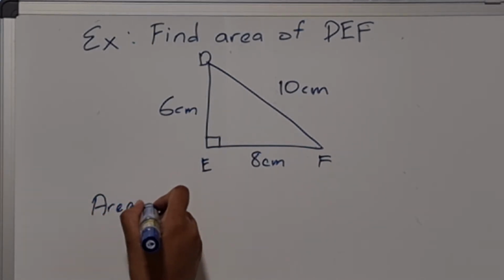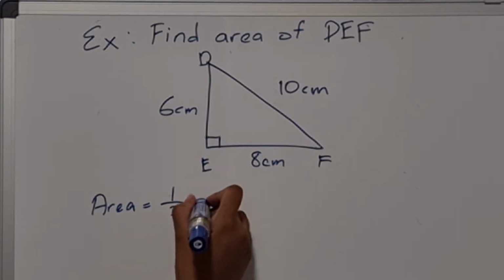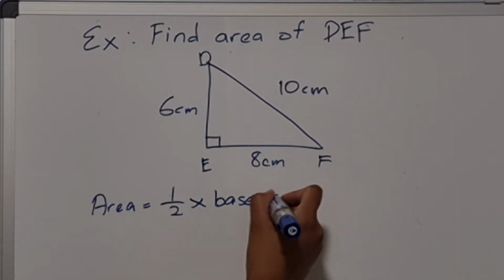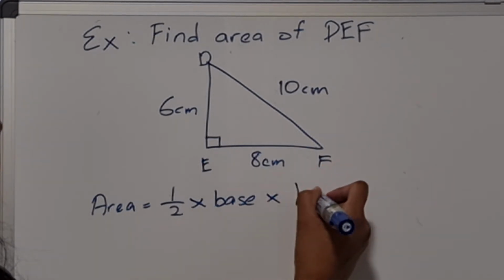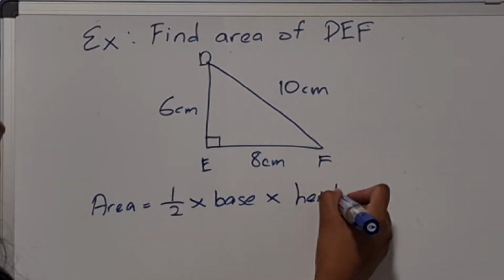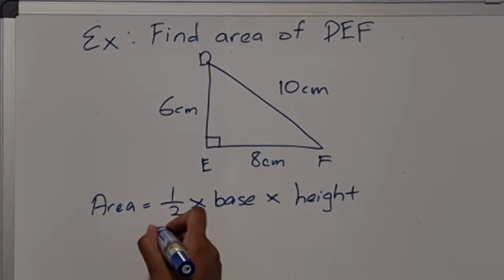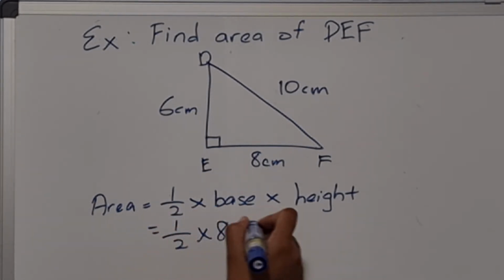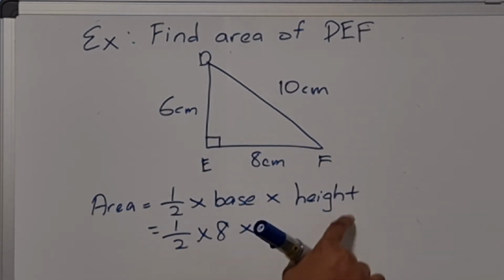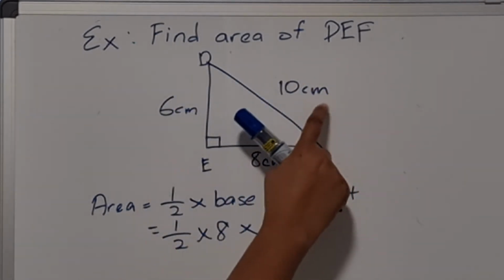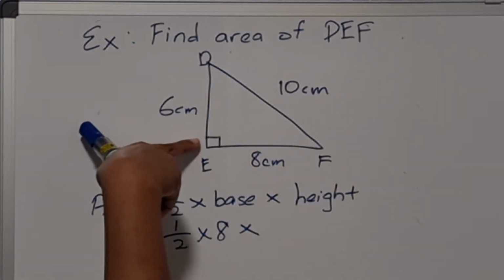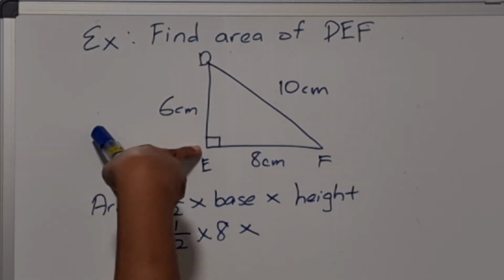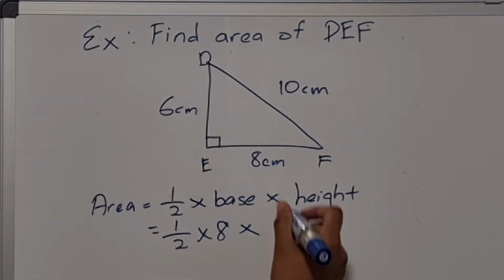Area equals half times base times height, which equals half times 8 times height. So the height is not the longest. The height is the one with the right angle, which is perpendicular down, 6.